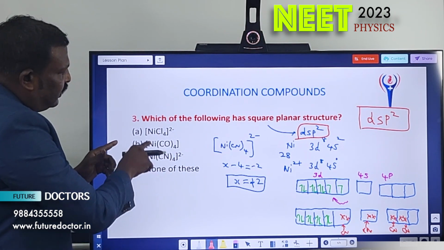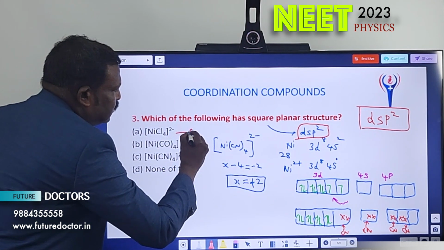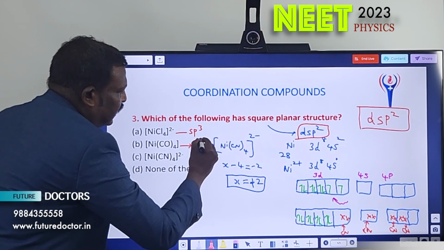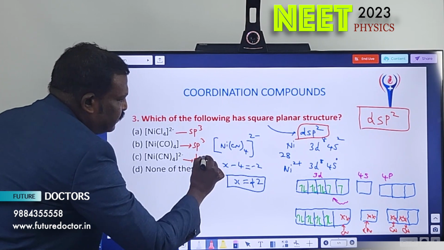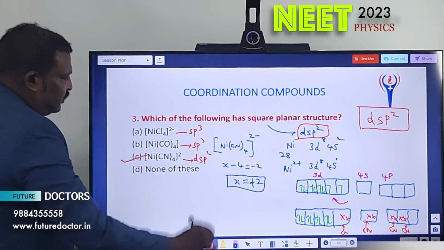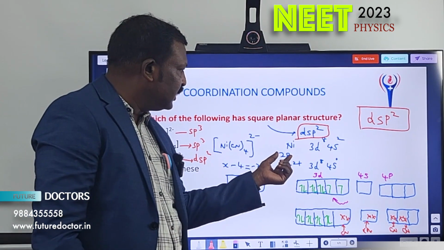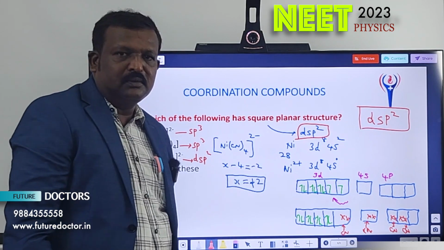You try to find the other ones. Here you will be getting sp3, and here also you will be getting sp3. We got dsp2, so this is the answer. Are you following? Understood? Without knowing the atomic number, you cannot solve these sums correctly.